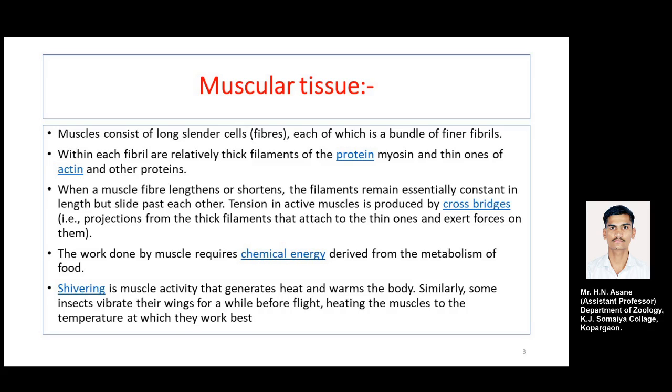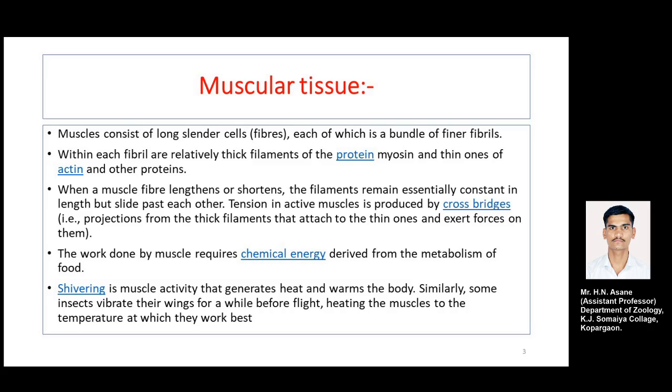Okay, and the work done by these muscles requires some chemical energy, which is derived from the metabolism of food. So how is this energy generated? By means of generating ATPs in our metabolism, maybe through gluconeogenesis or glycogenesis. These cycles of energy production release ATPs, and ATPs are very well known to produce energy, and this energy gets utilized by our body.